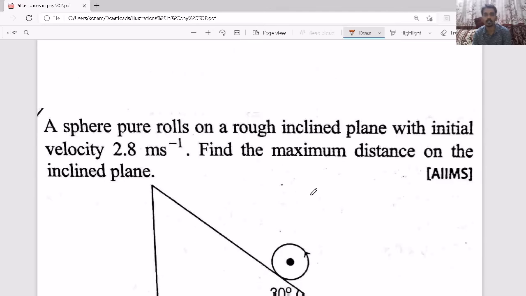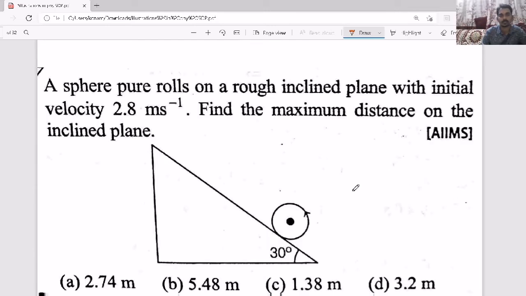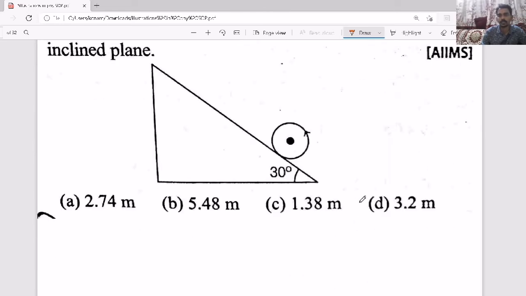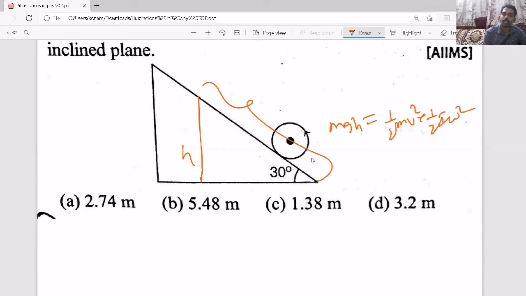A sphere pure rolls on a rough inclined plane with initial velocity. Find the maximum distance on the inclined plane. So here the thing is different. It is rolling up. As it is rolling up, it will reach a particular height h. Then mgh, the final energy, equals half mv square plus half I omega square. Then you will get the h value. After finding the h value, they are asking the distance covered along the incline. That is, you will take sine 30, which is h by s. Then you can find the s value.